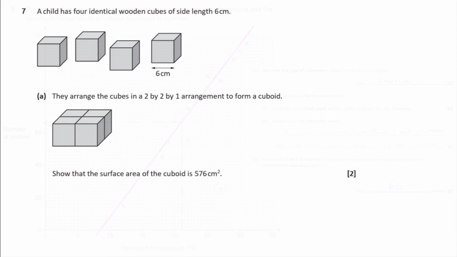Okay. Question 7. A child has 4 identical wooden cubes of side length 6. They arrange the cubes in a 2 by 2 by 1 arrangement to form a cuboid. Show that the surface area of the cuboid is 576 square centimeters. Okay. Now let's just consider the area of one face to start with. What's the area of one face of a cube here?